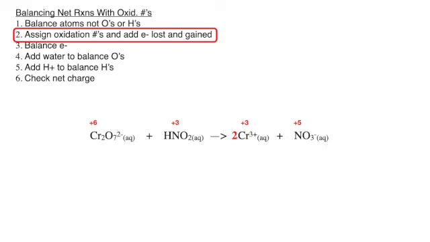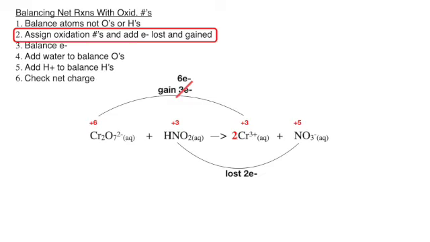So, assign oxidation numbers. So what? Well, let's look at chromium. Chromium's going from a 6 to a 3, which means we're gaining 3 electrons per atom. There's 2 atoms. Total, I'm gaining 6 electrons. Let's look at nitrogen. Nitrogen's going from a 3 to a 5. If the number goes up, I've lost 2 electrons.